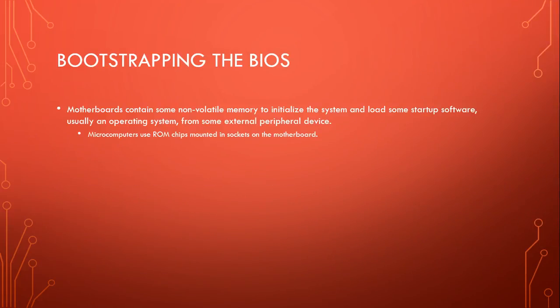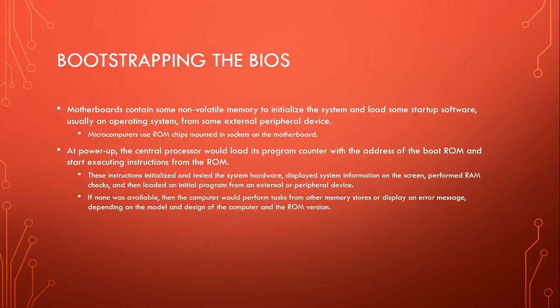Bootstrapping the BIOS. Motherboards contain some non-volatile memory to initialize the system and load some startup software using an operating system from some external peripheral device. Microcomputers will use ROM chips mounted in sockets on the motherboard. At startup, the central processor would load its program counter with the address of the boot ROM and start executing instructions from them. These instructions initialize and then test the system hardware, displaying system information on the screen, perform RAM checks, and then load an initial program from the external or peripheral device. If none of these things were available, then the computer would perform tasks from other memory stores or display an error message, depending on the model and design of the computer and ROM version.